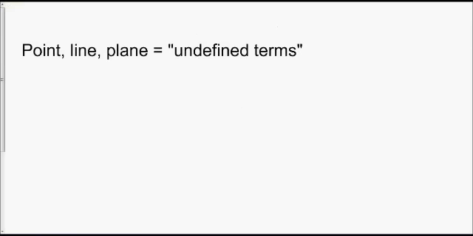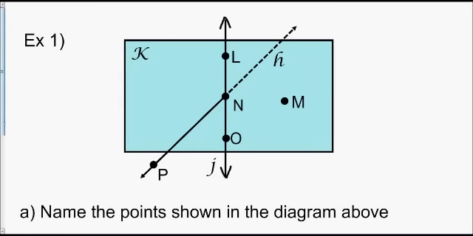Okay, so these 3 terms, point, line, and plane, are known as the undefined terms of geometry. So it is said that these are described, not defined. And that is because the definitions for these are so vague and general that they're not said to really be definitions. So let's see if we can't identify point, line, and plane in our first example here.